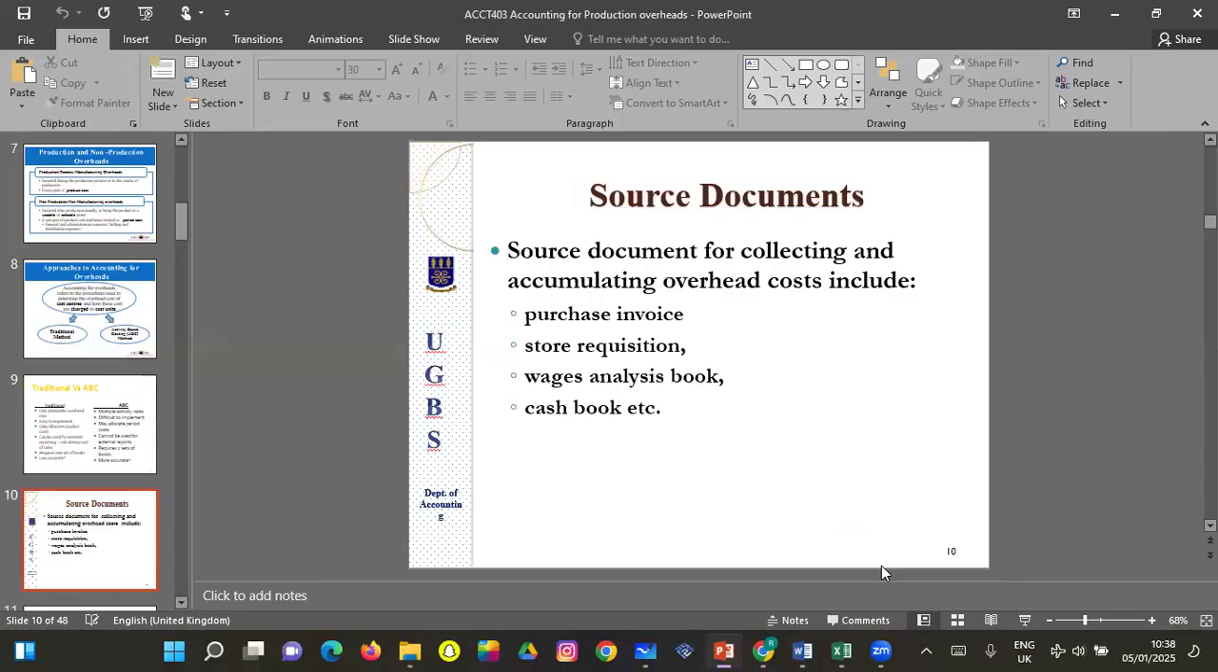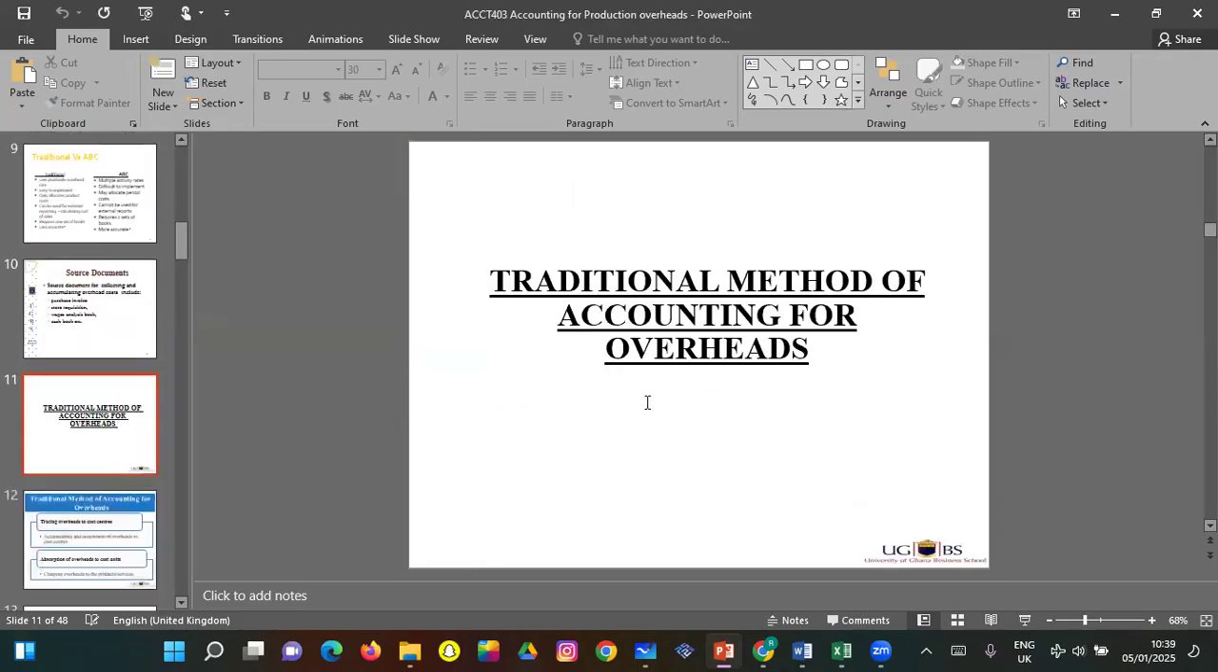So the source documents for collecting and accumulating overhead costs include purchase invoice, store requisition, wages analysis book, the cash book, etc.